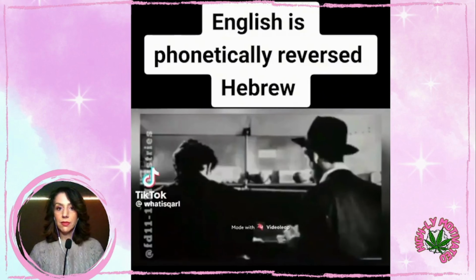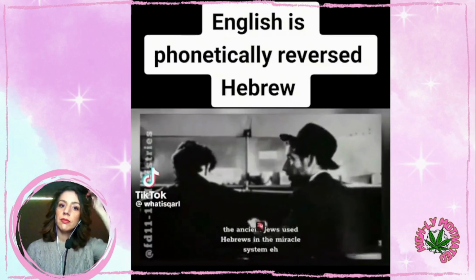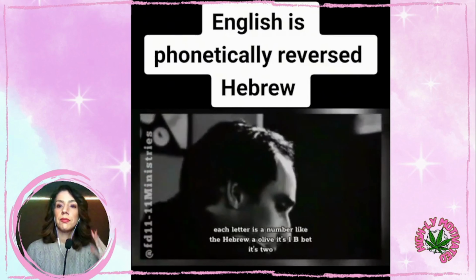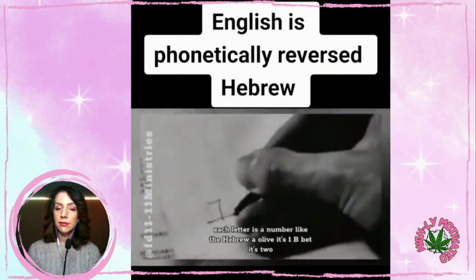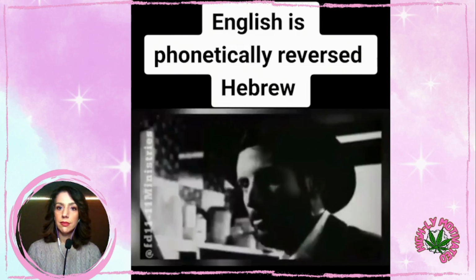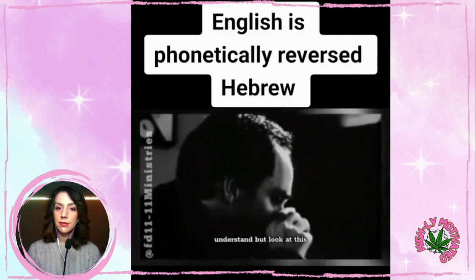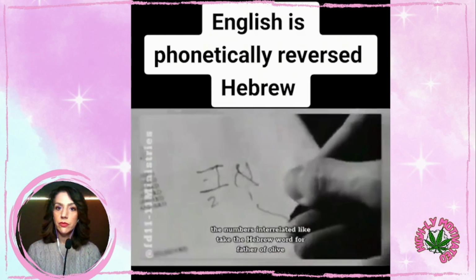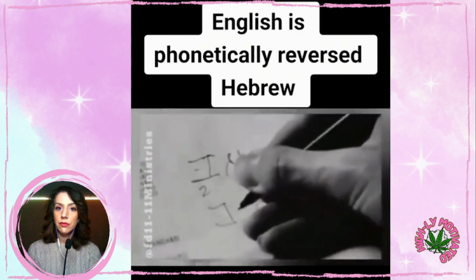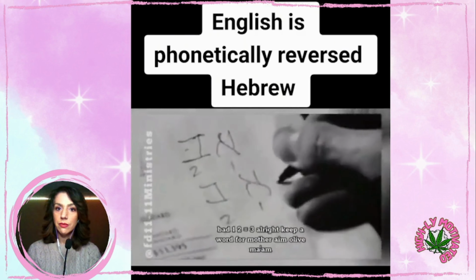Hey, look. The ancient Jews used Hebrew as their numerical system. Each letter is a number. Like the Hebrew A, Aleph, it's one. B, Bet, it's two. You understand? But look at this. The numbers are interrelated. Like, take the Hebrew word for father. Av, Aleph, Bet. One, two, equals three.